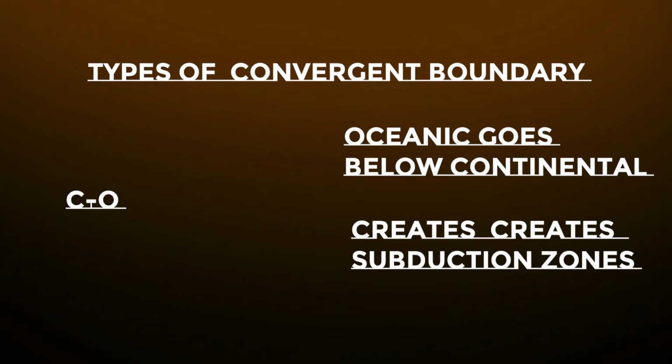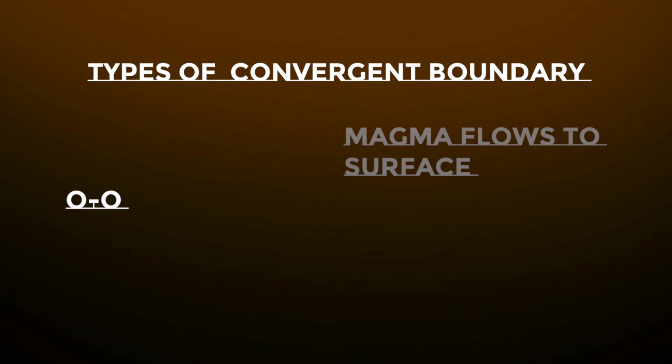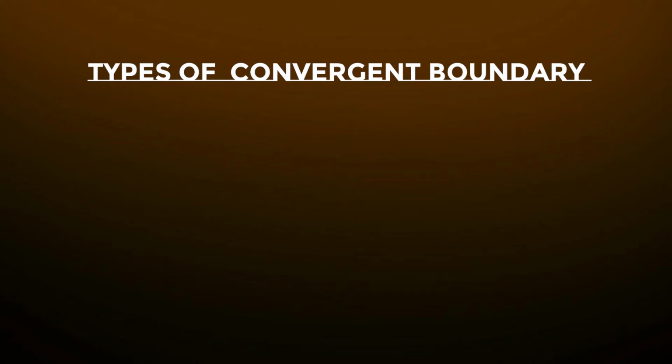It creates a subduction zone, and the magma leaks out from the pressure, which can create volcanoes. The final form of convergence is oceanic convergence. It's when two plates collide, and they could also cause magma to flow to the surface. The denser plate goes under the less dense oceanic plate, and it's really similar in concept to oceanic continental convergence. Pressure releases the magma, which creates underwater volcanoes.